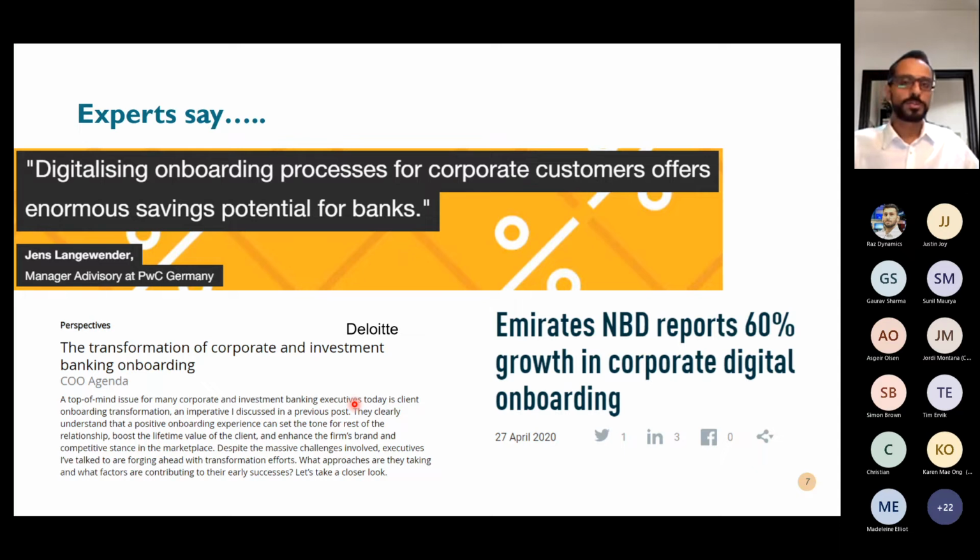Similarly, if we talk about some of the studies that have been done in the Middle East, Emirates NBD reports, and this is a report from 27th April 2020, that means quite recent, just from last year, that Emirates NBD reports 60% growth in corporate digital onboarding.